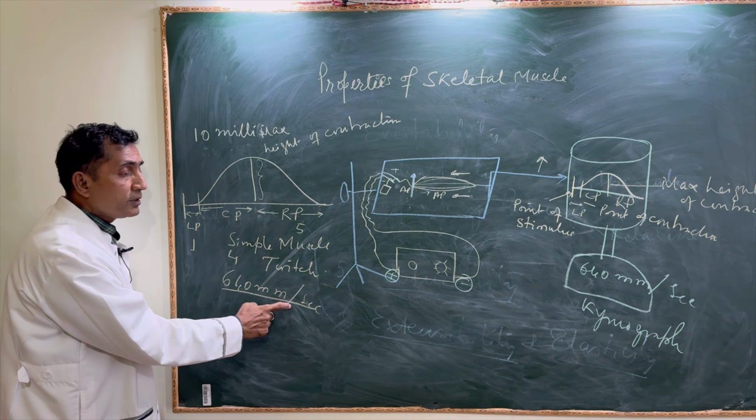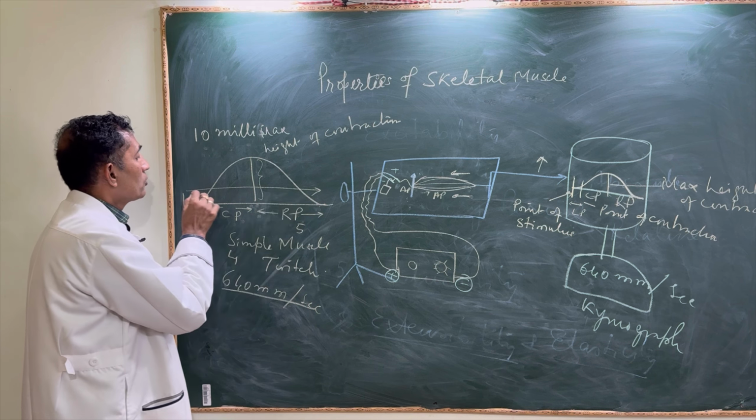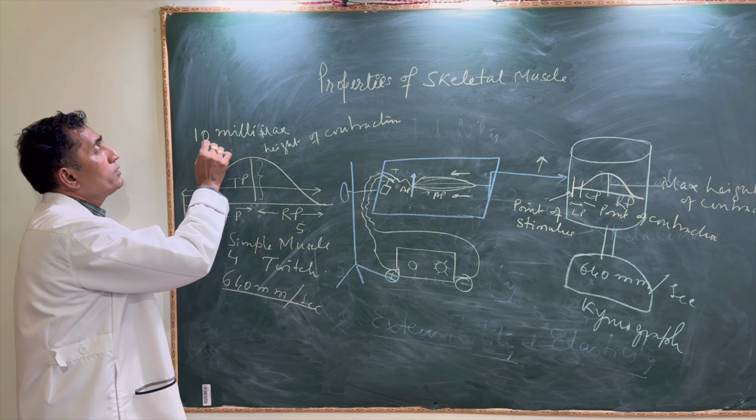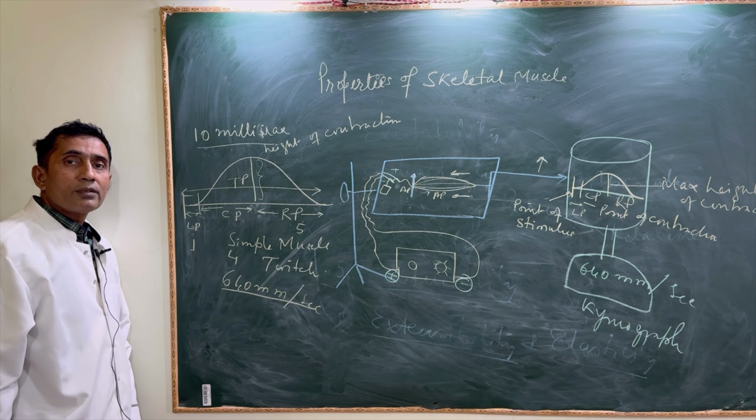The latent period and contraction period also we can calculate. We just have to determine the length from this to this, which will come in millimeters, and from this to this also we can determine easily in millimeters. So accordingly we can calculate the duration of the latent period, contraction period, and relaxation period, and this whole is the total period, which I have told you is 10 milliseconds.